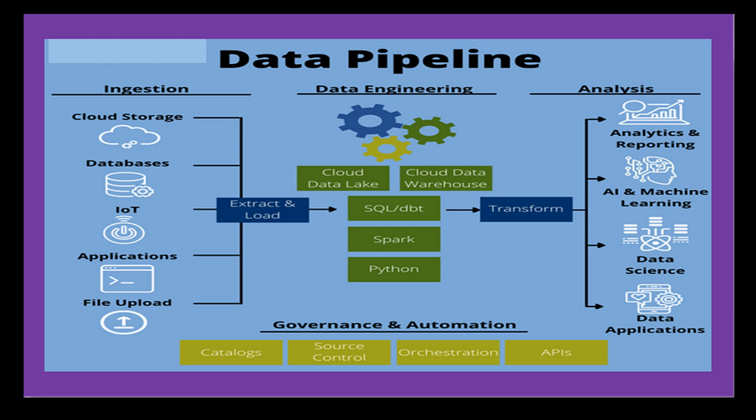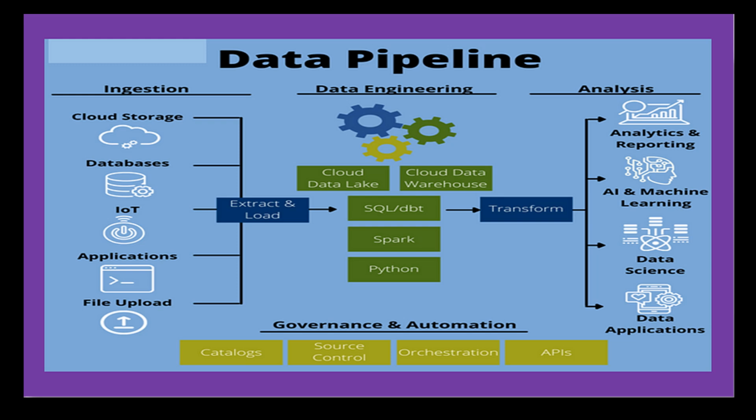So basically, a data pipeline is a series of steps that moves data from its source to its destination, where it can be processed, transformed, and analyzed. So basically, it is a sequence of automated processes that allows the data to flow seamlessly from one system to another, enabling efficient data management and analysis.